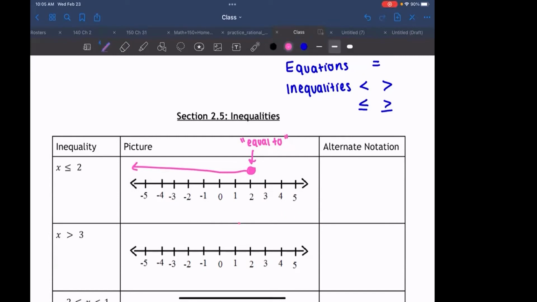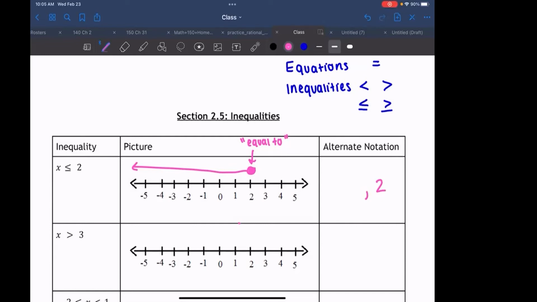Okay, so we have an inequality. We have a way to draw a picture of the inequality. We also have another way of writing this. So I'm going to take the boundaries of the line that I just drew. The right boundary is pretty easy, it's 2, right? What's the left boundary of this pink line?